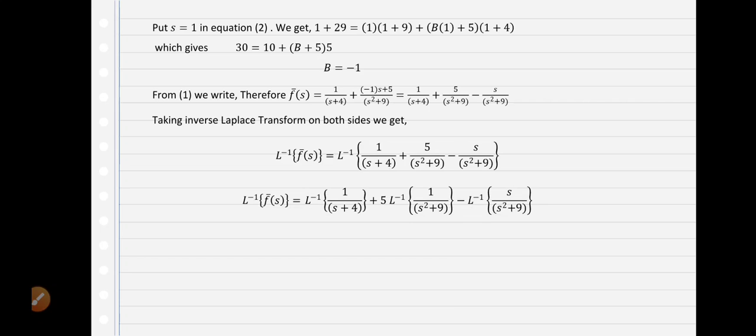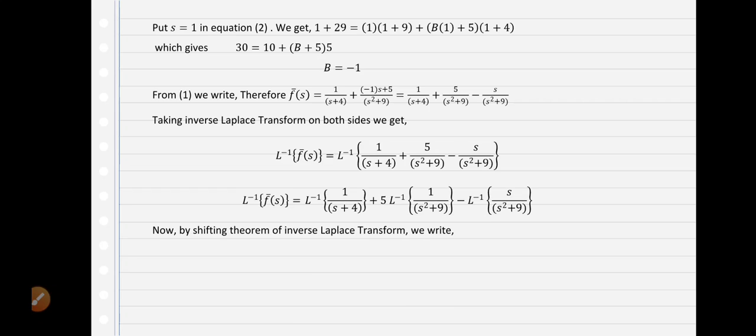The second term is involving L inverse of 1 upon s square plus 9, which is nothing but similar to 1 upon s square plus a square, that is a equal to 3, which is equal to 1 upon a sin at, and the last one is of the form s upon s square plus a square, that is its result is cos at.